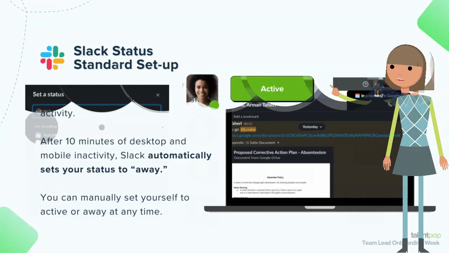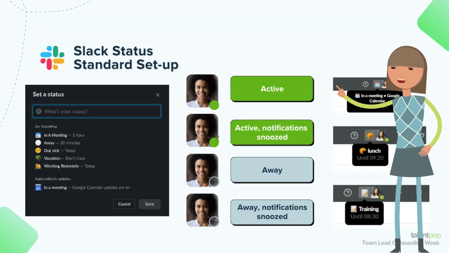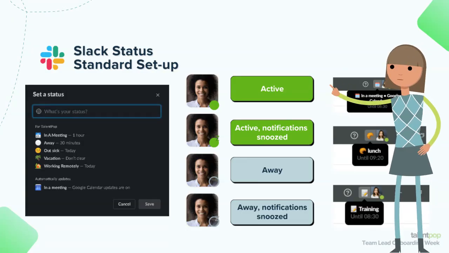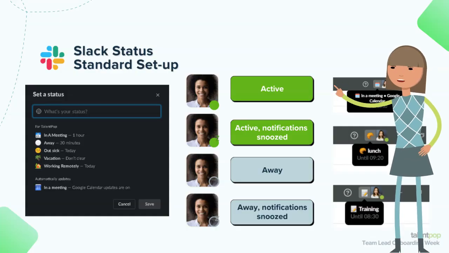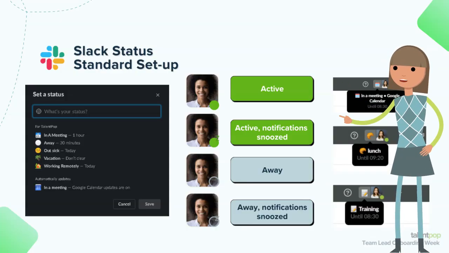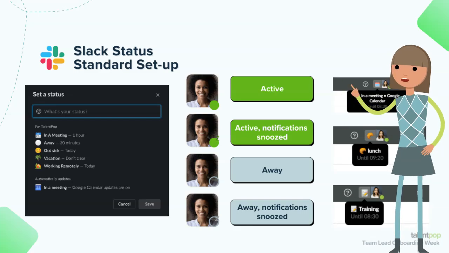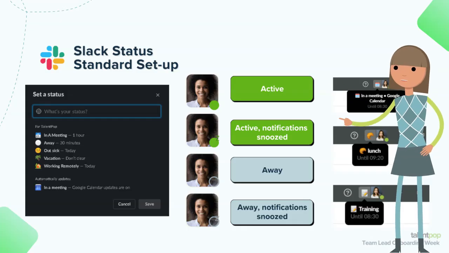There are 4 common status setups you'll use: active, active with notifications snoozed, away, and away with notifications snoozed. Each of these communicates both your availability and how reachable you are. For example, if you're actively working, you should be set to active. If you need focus time, you might stay active, but snooze notifications. If you're stepping away, switch to away. Using the correct status reduces confusion and helps your team know when to expect a response from you.